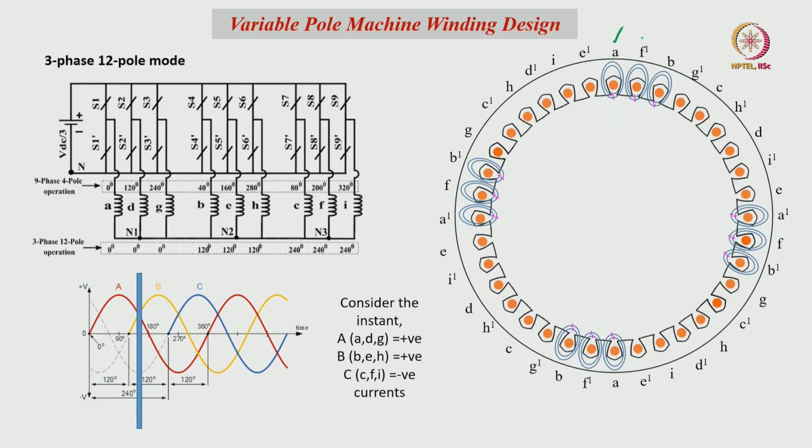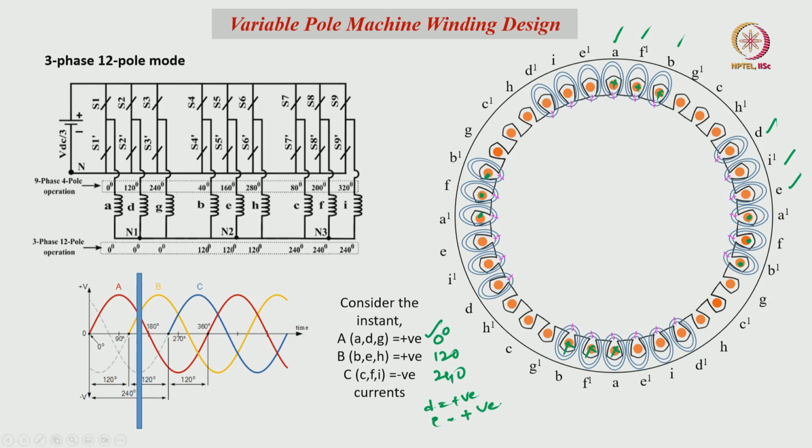So, with respect to the currents, cross here and here it will be dot, and here also cross, and here it is dot. Same fashion for D, E and I. D has positive current and it is 0 degree, and it is 0, 120, 240, and E phase has positive current and it is 120 degree displaced, this one, and I has negative current and 240 degree displacement.